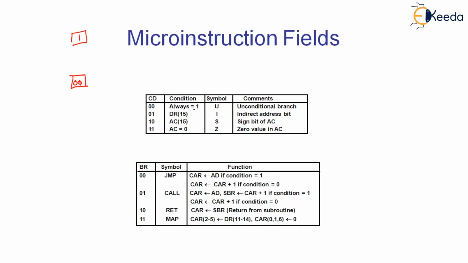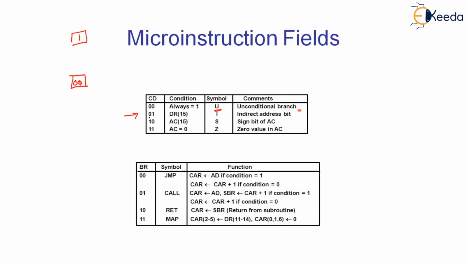This condition is always 1. The symbol is unconditional branch. Okay, 01, data register 15th bit. Let us understand how the branch is going to be taken. This condition field works in conjunction with the branch field. Let us say I want to take a branch based on the condition 01.